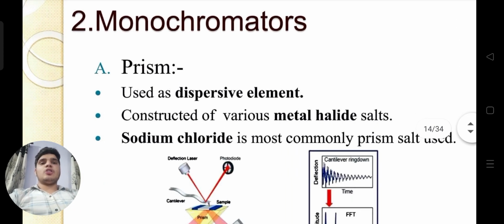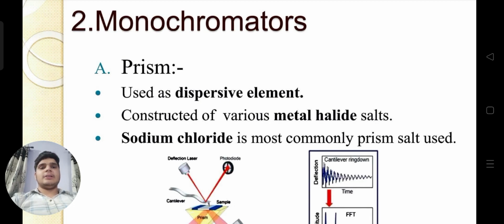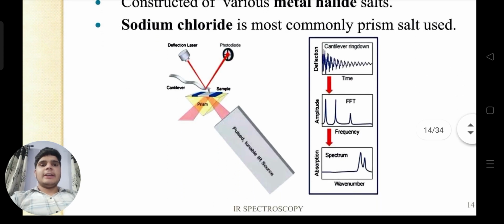The third instrument is monochromators. It is made up of a prism and can be used as a dispersive element. It is constructed of various metal halide salts. Also, sodium chloride is the most commonly used prism salt. Here we can see, first of all, a prism is placed between the sample and the detector, which is in the form of a laser, and a photodiode is also present, having the mechanism as shown. Here we will see the wave number and absorption graph plotted, where we will see the different types of peaks.